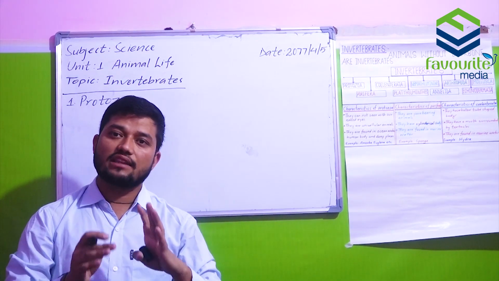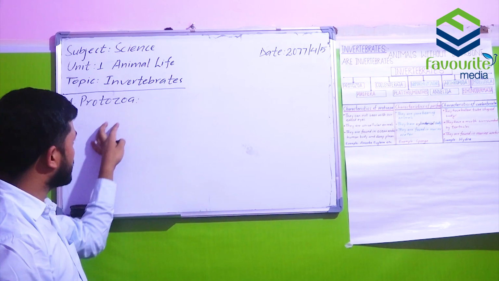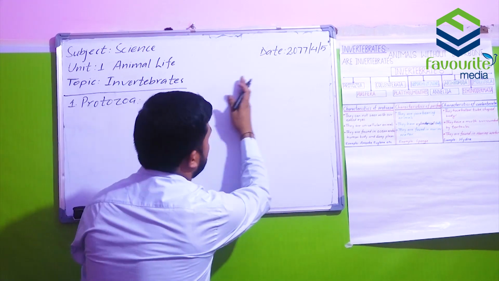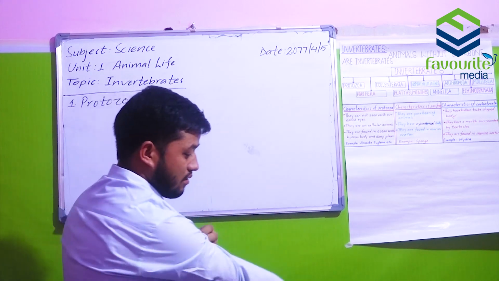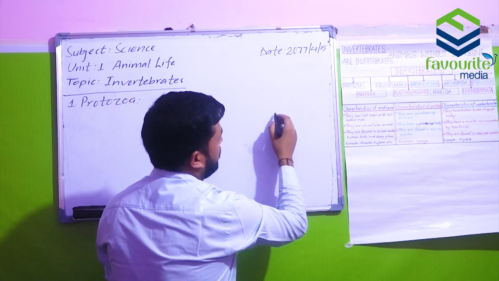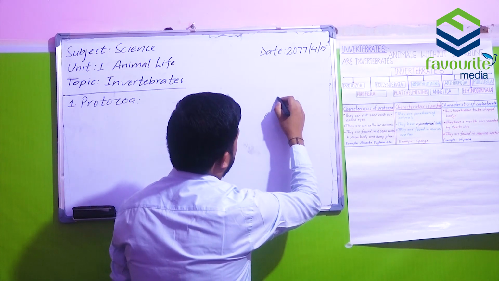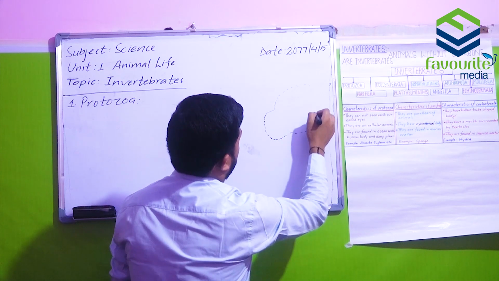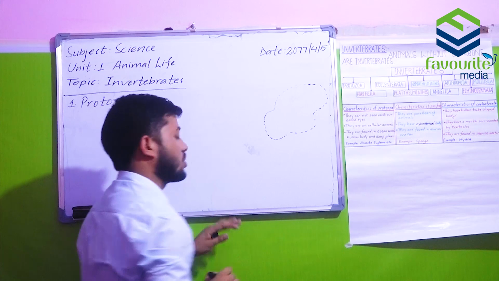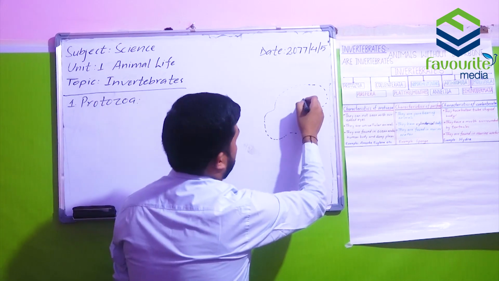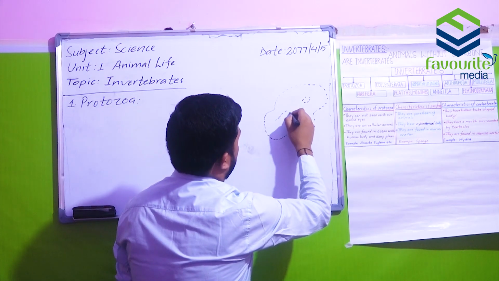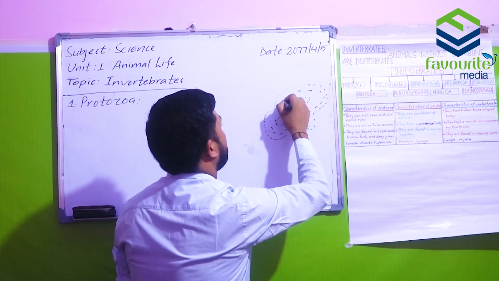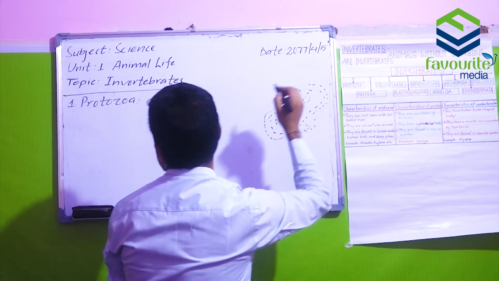It means we cannot see these protozoans with our naked eyes, right? So let me draw the picture of an amoeba here. Suppose the picture of an amoeba is like this, or you can draw it in this way. This is the picture of a protozoan, the amoeba. Amoeba is an example of protozoa.